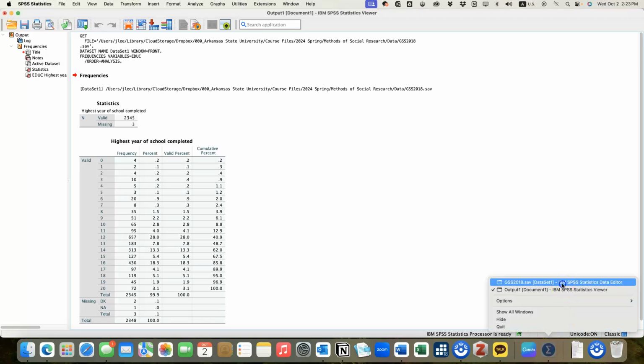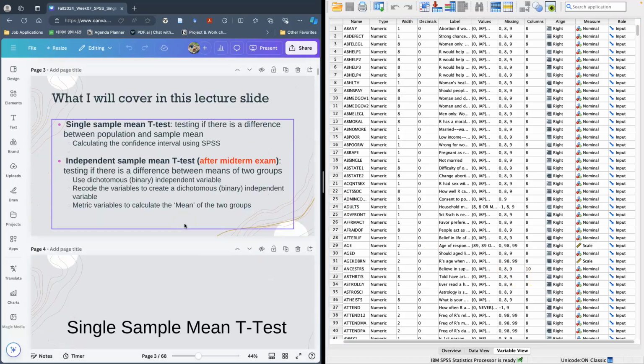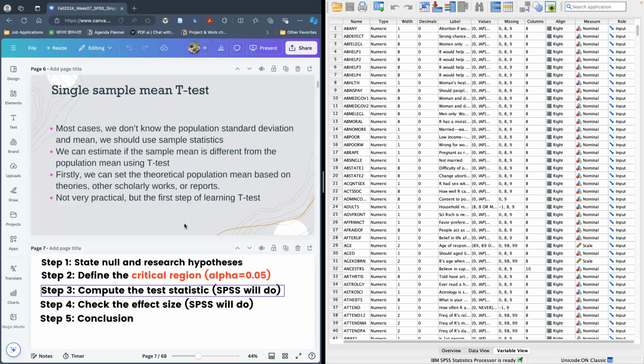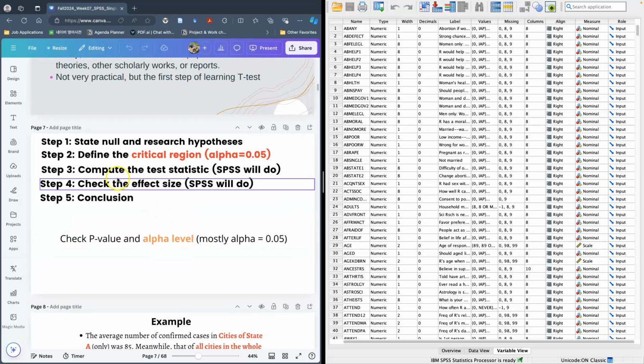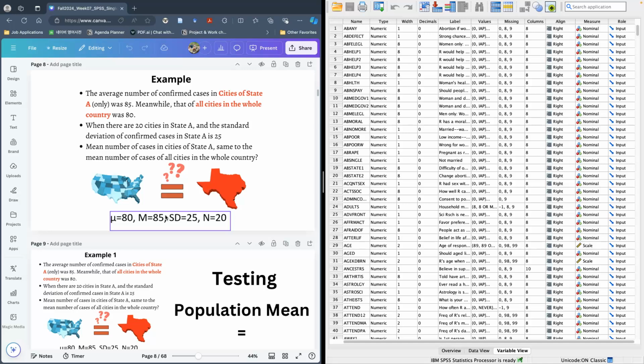All right. So I'll cover the single sample mean. There are steps number 1, 2, 3, 4, 5, and step number 4 is calculating the effect size, Cohen's d. But I will not ask you to do it in the exam, so you may disregard this part this time. But anyway, the basic concept is comparing the sample mean and the population mean.